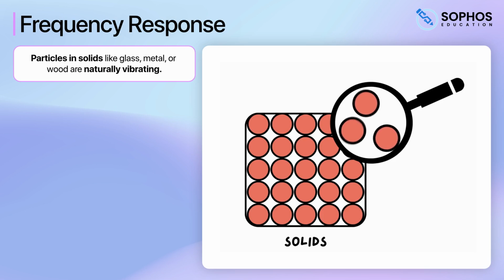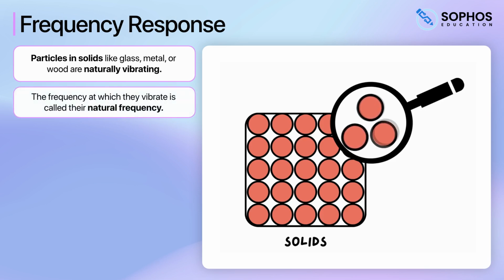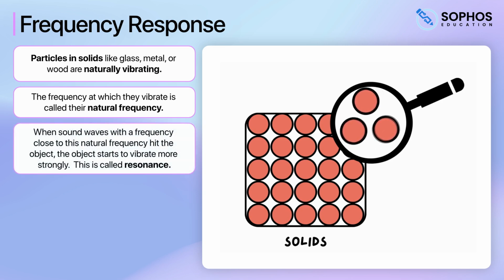Now let's get into frequency response, particularly in solids. Particles in solids like glass, metal, or wood are naturally vibrating, albeit very subtly. The frequency at which they vibrate is called their natural frequency. When sound waves with a frequency close to this natural frequency hit the object, something interesting happens. The object starts to vibrate more strongly. This is known as resonance.